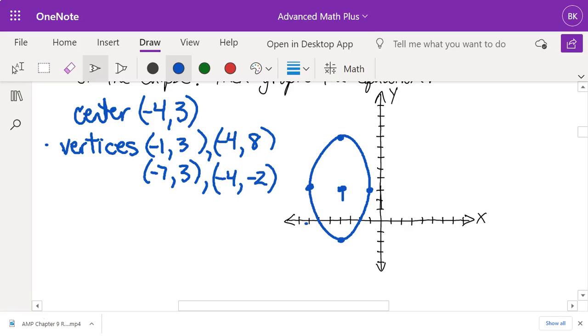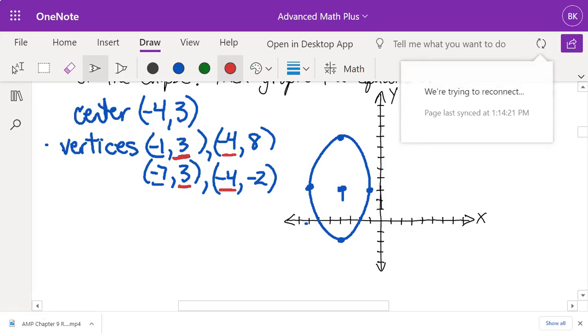Okay? To get the X part, 9, so square root of 9 is 3. So we add and subtract 3 to the X part. So what's -4 plus 3? -1. -4 minus 3 is -7. Notice on your vertices, 2 of them are going to have the same Y. 2 of them are going to have the same X as the center. Okay? Every time.